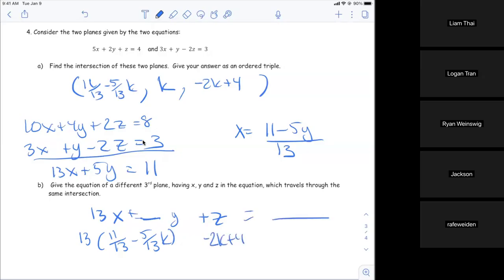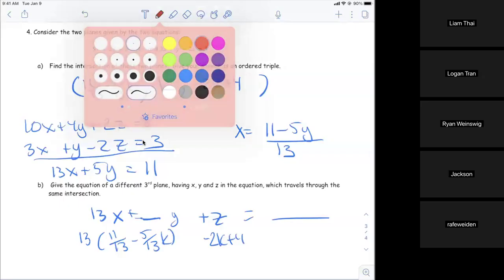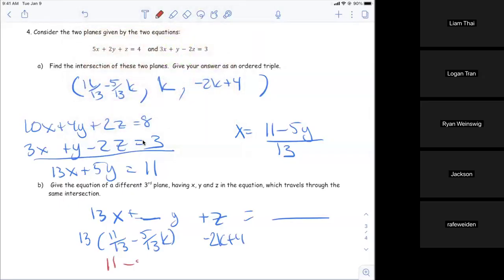All right, so doing this out here, maybe I'll change the color. I get 11 minus 5k minus 2k plus 4. So what does that mean? In order for the k's to cancel, what should my coefficient of y be? 7. Yep. And then my constant would be 15. Yep. So that's what you do.